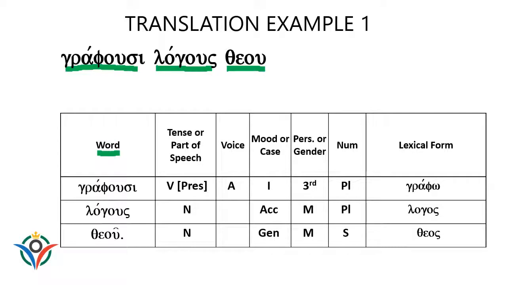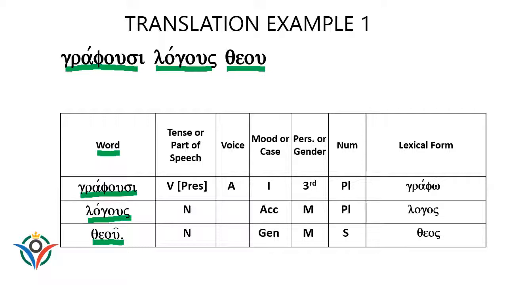So we take every word that we don't know, and in this case I'd like you to parse every single word. So we write them down here: graphousi, logous, and theou. Write them in that column. Then we have the parsing information which we're going to give.